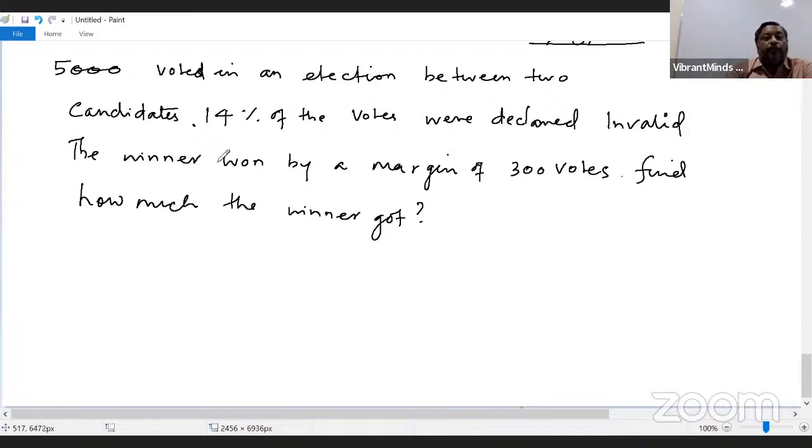Now see, 5,000 have voted. 14% of the votes were declared invalid. So can I say out of 5,000, 14% invalid? So can I say 86% is valid? Isn't it? So let's find out 86% first.